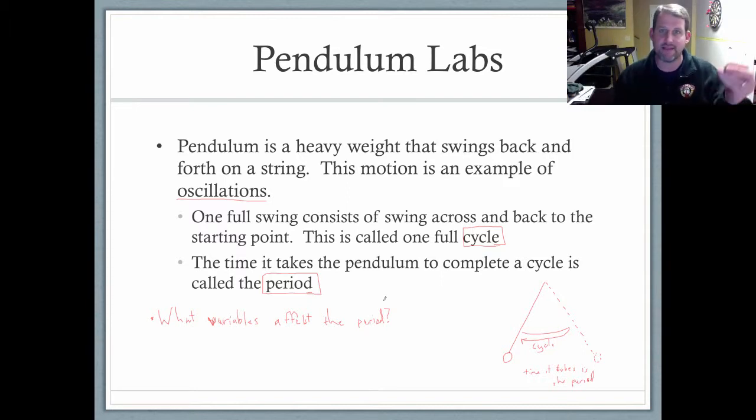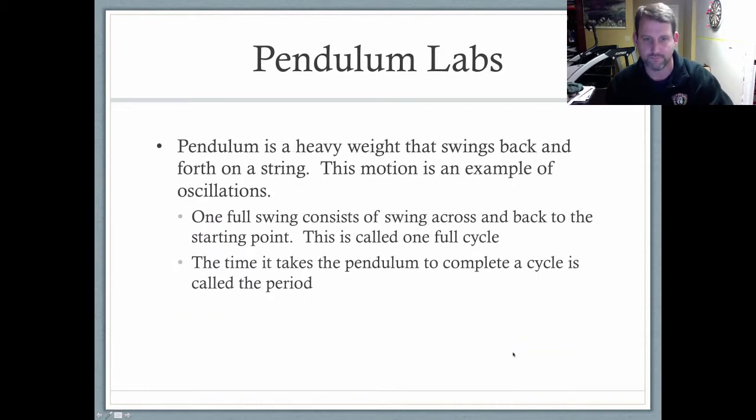And then in the space right in the middle of the page, as a group, you're going to try and answer this question. You're going to try and figure out what are all the variables that might affect the time it takes, the period, the time it takes to go from here to here. So go ahead and pause the video and do that. All right, so we've got this whole list of variables ready to go.